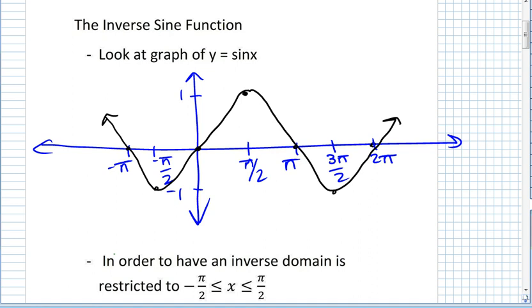So if we look at the sine function as a whole, notice if we drew a horizontal line, that it does not pass the horizontal line test, which means in order to have an inverse, we have to basically restrict the domain, meaning we only have to look at a certain part of the graph in order for the sine to have an inverse. So we're just going to look at part of the graph. And basically, in order to do that, we want to have one continuous piece of the graph. What I mean by that is we don't want to look at this part from here to here and then this part over here. All right, we want to look at one continuous part of the graph.